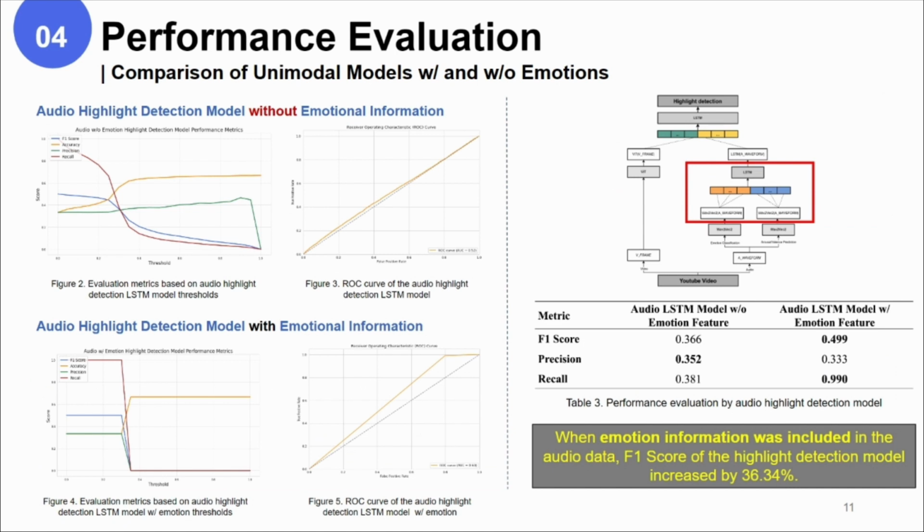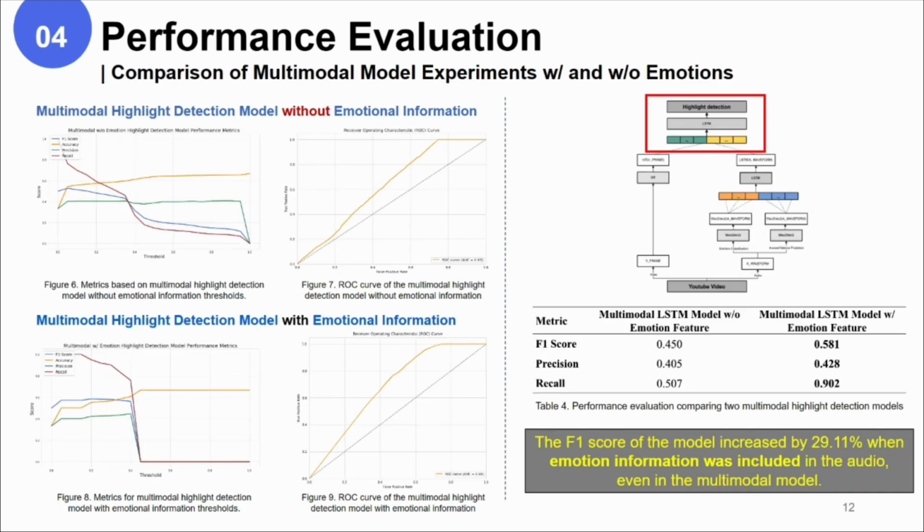This slide shows the comparison of unimodal models according to the presence of emotion. When emotion information was included in the input data of the model, the F1 score increased by 36%. The second slide is a comparison of experimental results for the multimodal model according to the presence of emotion. The F1 score of the model increased by about 30% when emotion information was included in the audio, even in the multimodal model. These two slides show that we can detect highlights better by using emotional information.